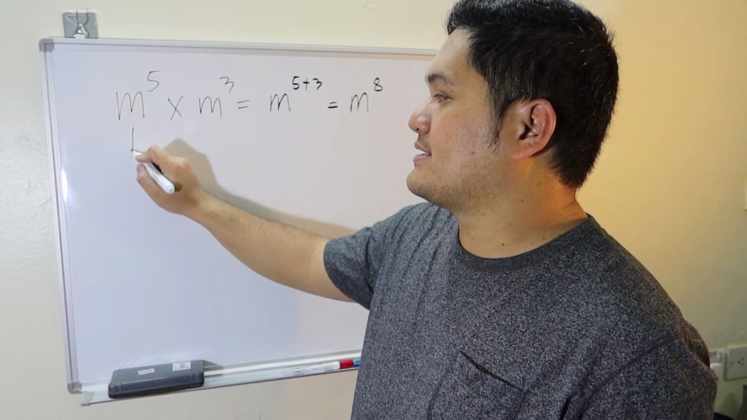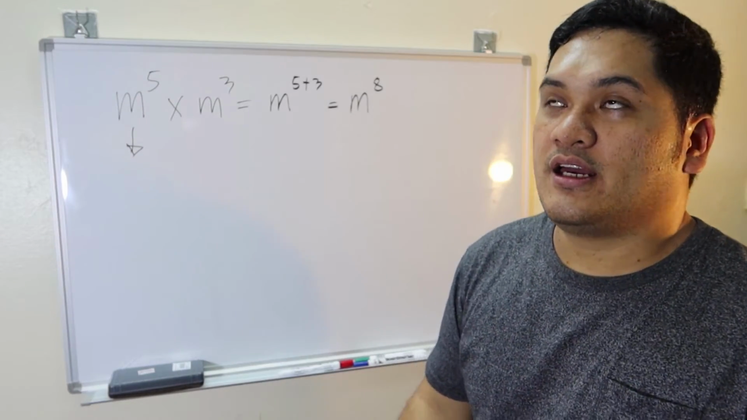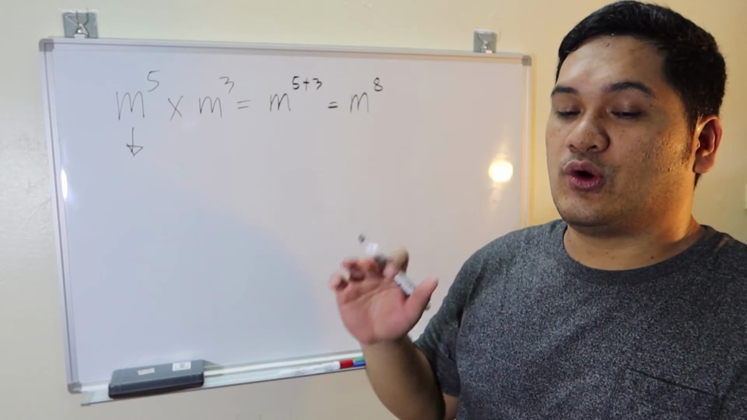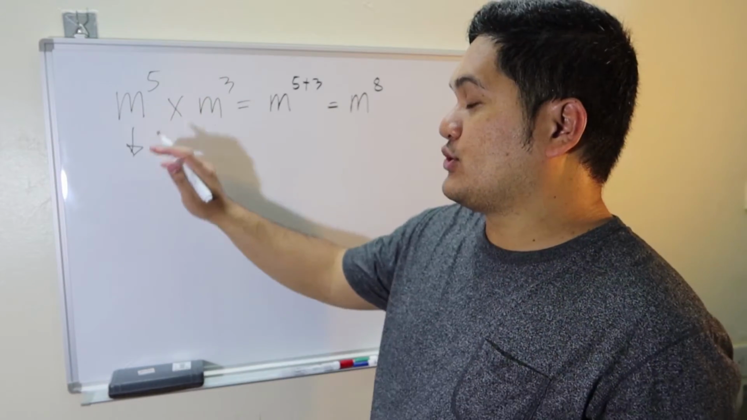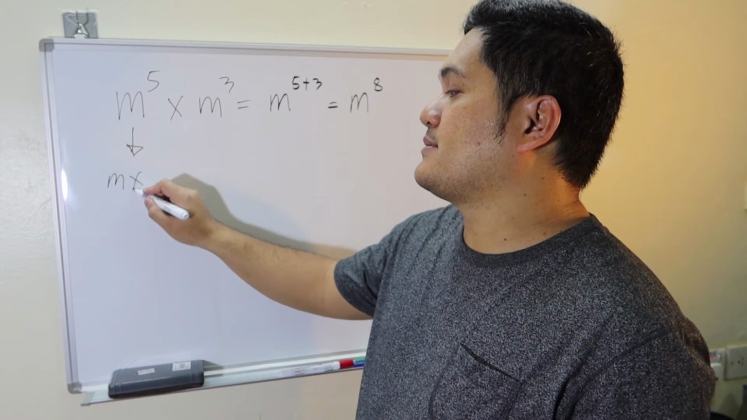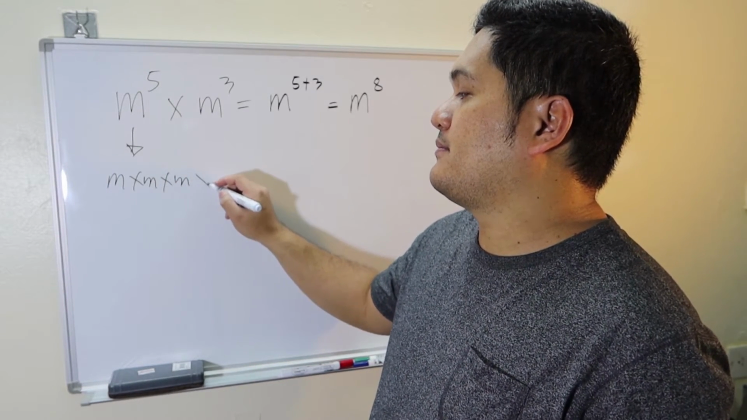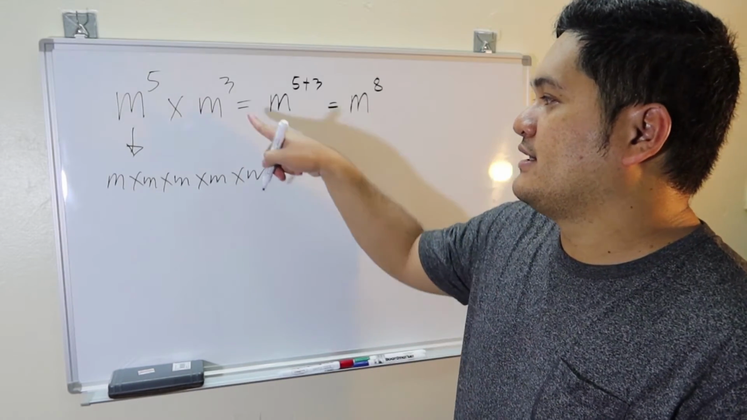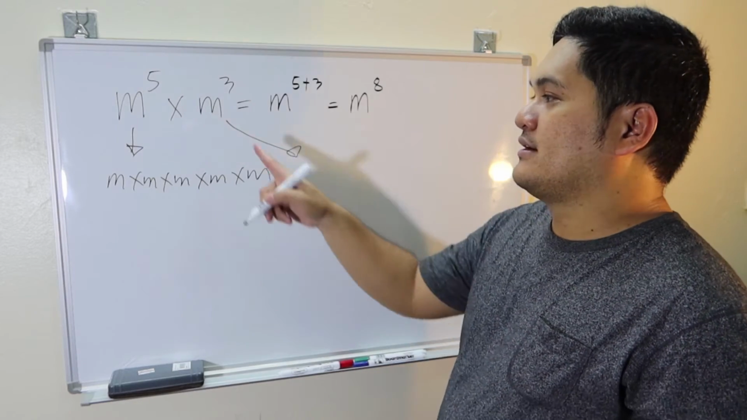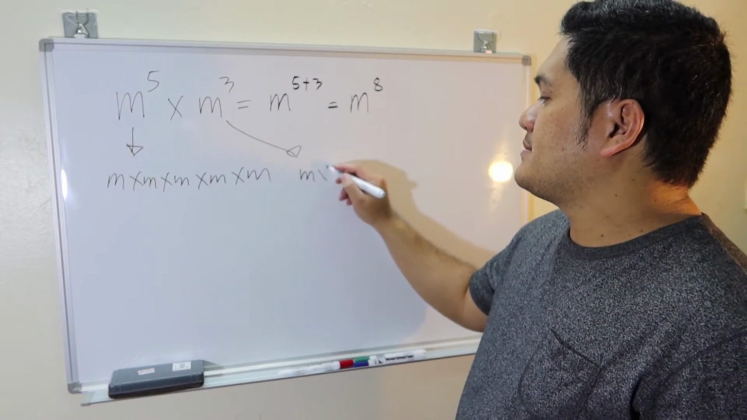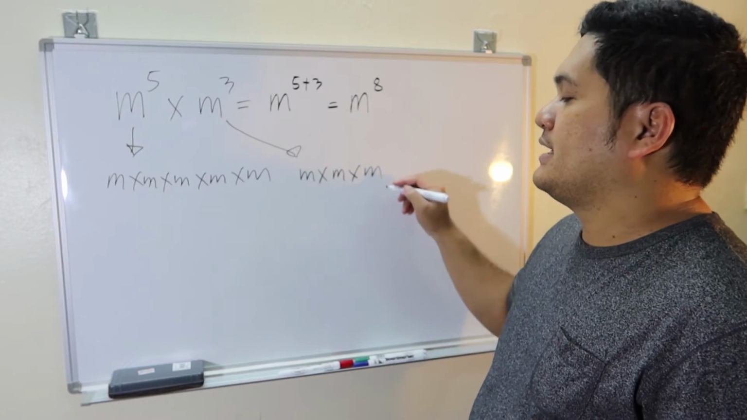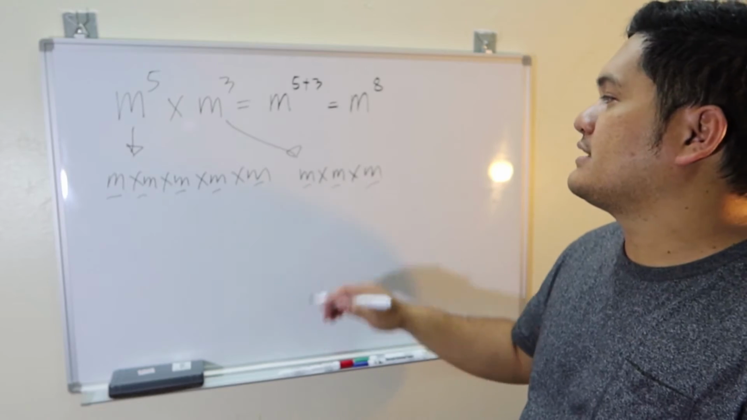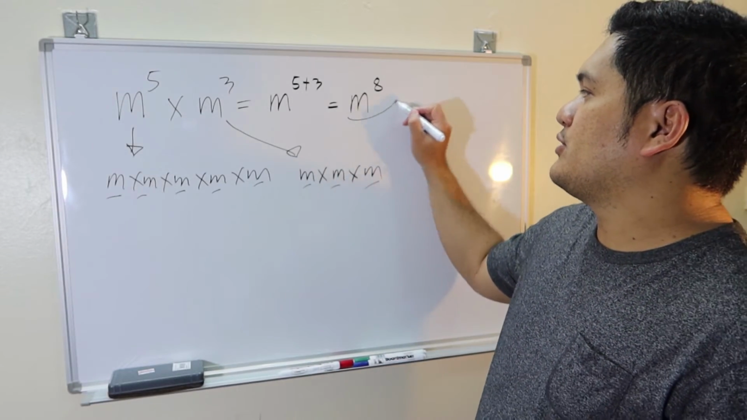Di ba sinabi natin sa ating explanation, tatandaan nyo, na ang exponent will tell you how many times you're going to multiply the base. So, ito, meron kang 5, m times m times m times m times m. 1, 2, 3, 4, 5. Dito, meron ka ring 3, m times m times m. Ilan? 1, 2, 3, 4, 5, 6, 7, 8. Ilan ang m? 8. So, ito yung magiging answer mo.